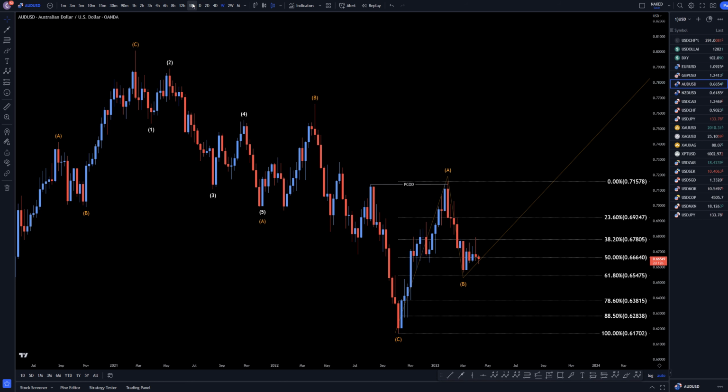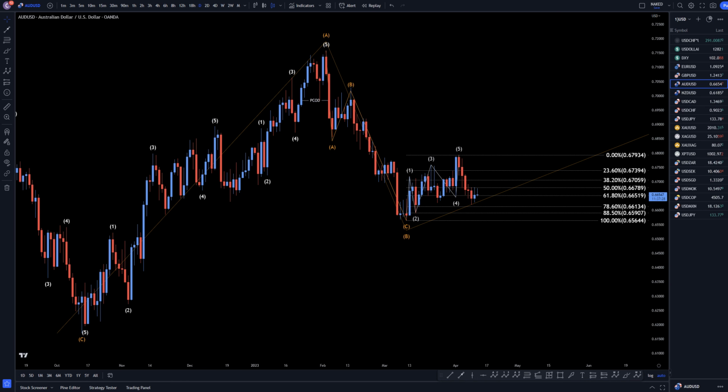So let's head down to the daily time frame. On the daily time frame, I still think this ABC of wave B is already complete. This is very overlapping, but I think it is like a messy correction, a messy trend, because the Aussie is very weak as of lately.